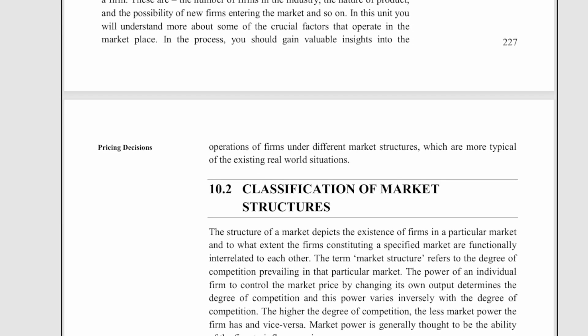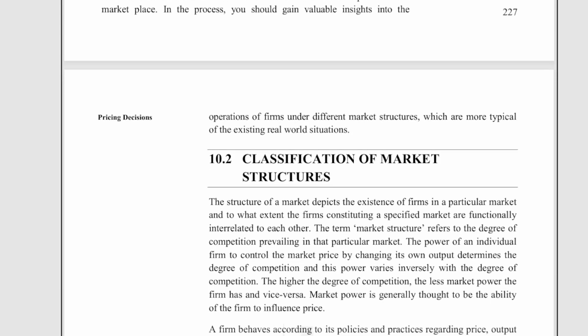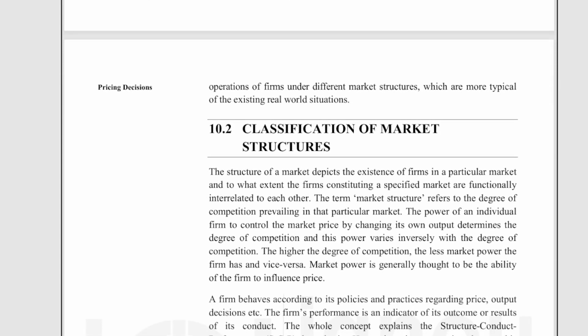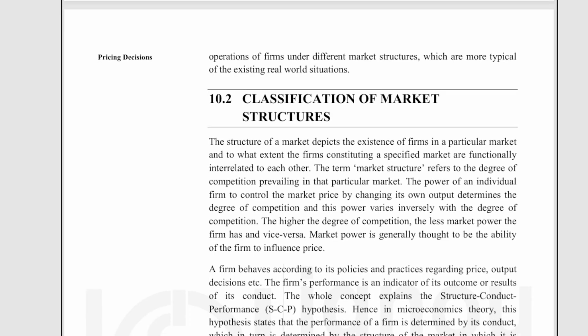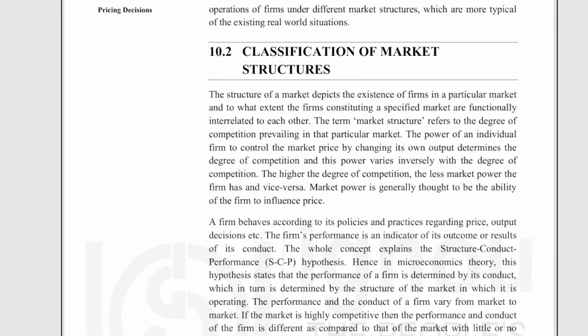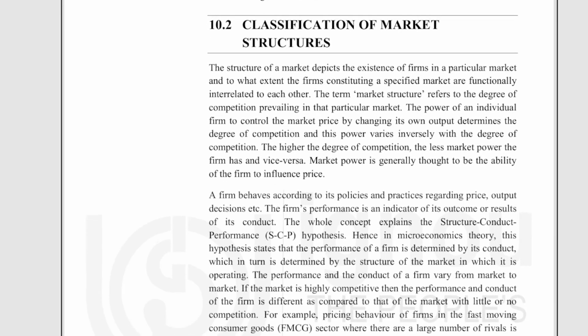In the process, you should gain valuable insight into the operation of firms under the different market structures, which are more typical of the existing real-world situation. And the next subsection is classification of market structure.